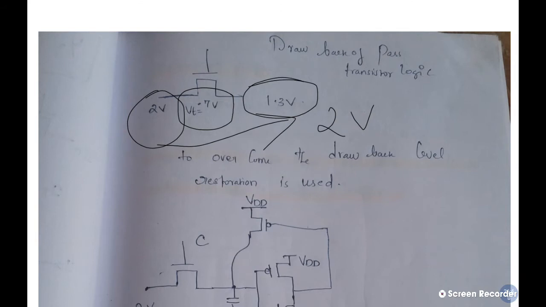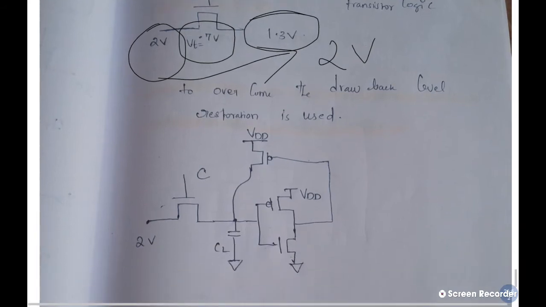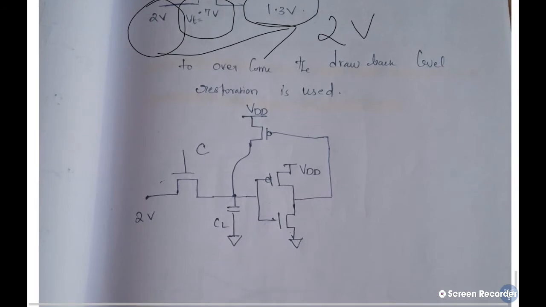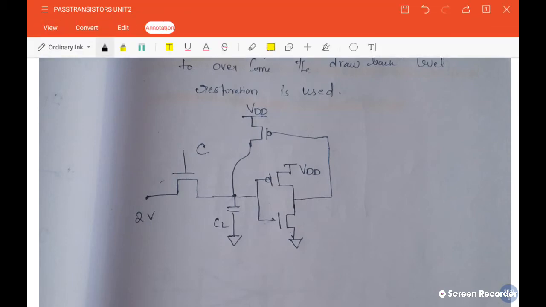To overcome this drawback, level restoration is used. So what does level restoration mean? When an NMOS is used here, you can notice that at the output a load capacitor is connected. So in this stage you get the decreased level. When the 2 volt signal comes here in a degraded way, this circuit uses an inverter circuit, and then the inverter output is fed into a PMOS. So what is the use of this inverter and PMOS?